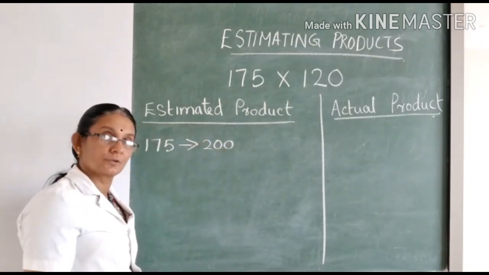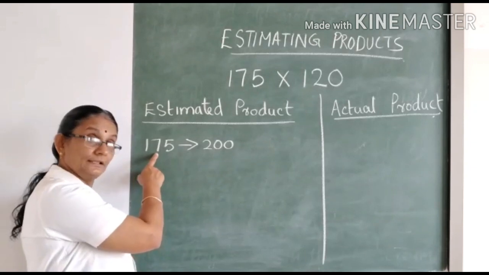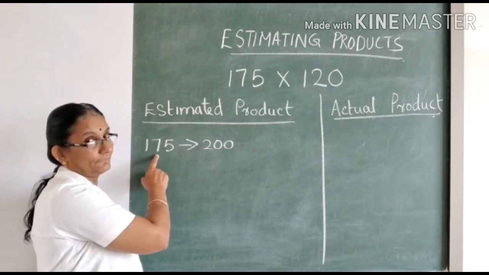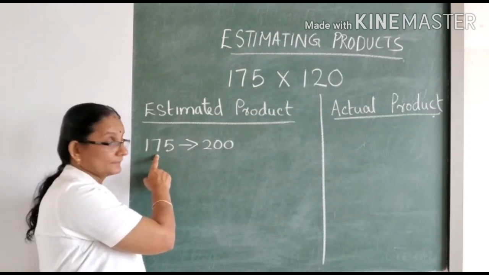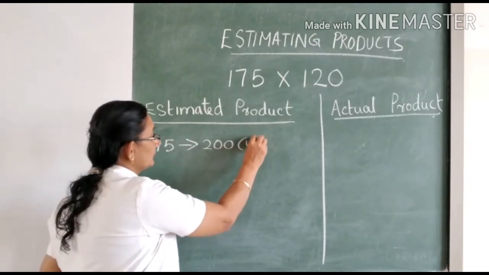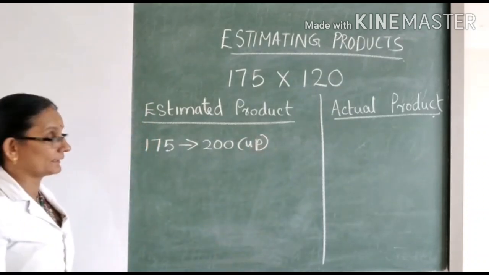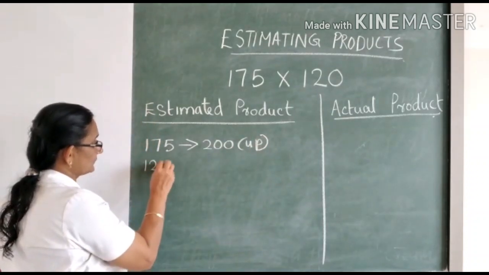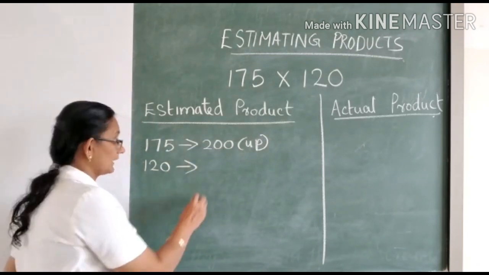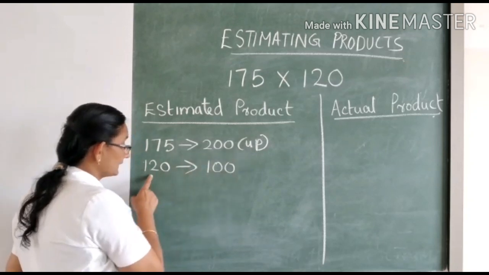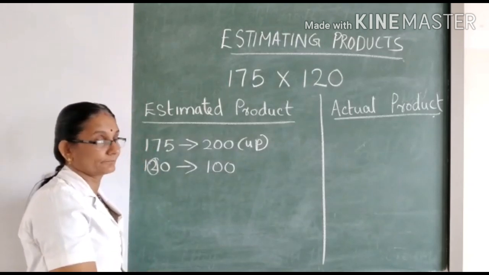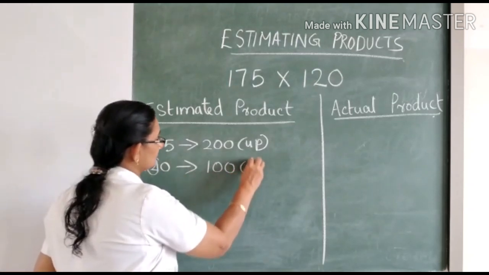Why? Do you remember? Yes. First look at the digit in the tens place. The digit in the tens place is 7 and it is more than 5. When it is more than 5, then we have to round the number up. So 175 is rounded up to 200 and 120 is rounded up or down? Yes, down, because the digit in the tens place is 2 and it is less than 5. So it is rounded down.